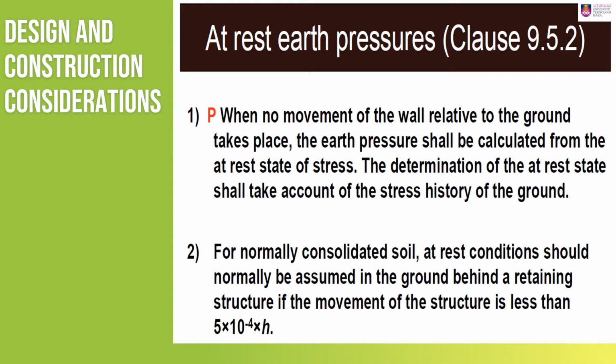At rest earth pressure: in principle, when no movement of the wall relative to the ground takes place, the earth pressure shall be calculated from the at rest state of stress. The determination of the at rest state shall take account of the stress history of the ground. For normally consolidated soil, at rest conditions should normally be assumed in the ground behind a retaining structure if the movement of the structure is less than 5 times 10 power negative 4 times h.